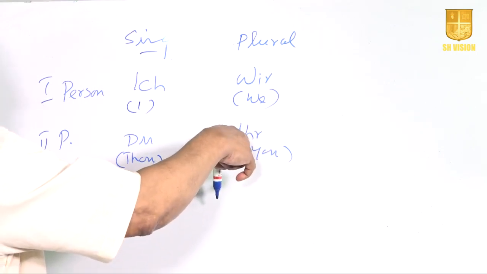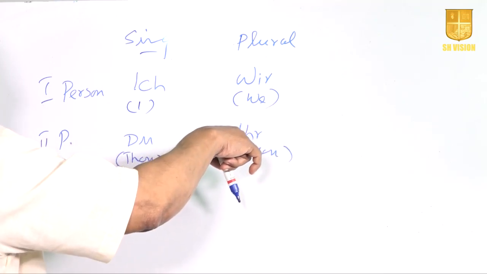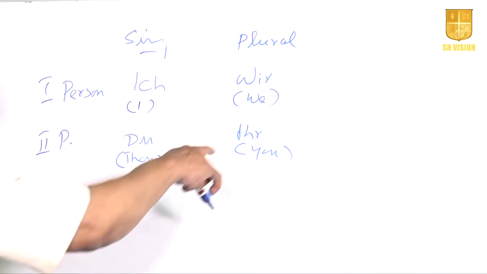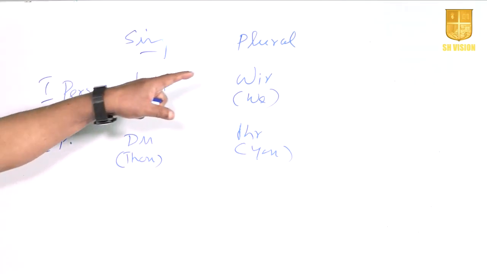Here also, the pronunciation is "eer". The H is not pronounced, as I said in the beginning. If H comes in the middle of a word, you don't pronounce it. In the beginning, yes. So it is "ihr" actually, but you pronounce it "eer". So ich, wir.